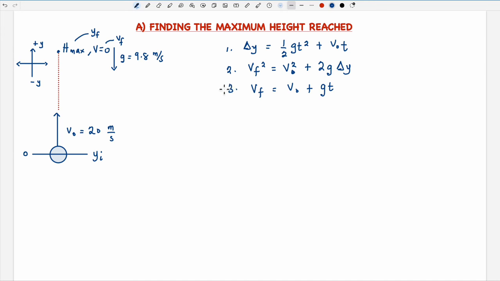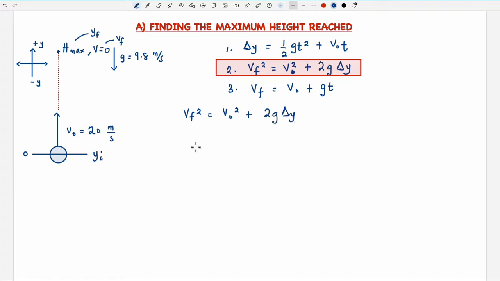Therefore, the appropriate equation to use to solve this problem is this second equation. And why is that? This is because we know v final, we know v initial, we know g, and also 2 is just a constant. So we can find that vertical displacement, which is our vertical height. We choose that equation, v final squared equals v initial squared plus 2g delta y. Now notice something. Delta y, by definition, that is displacement, is change in position, right?